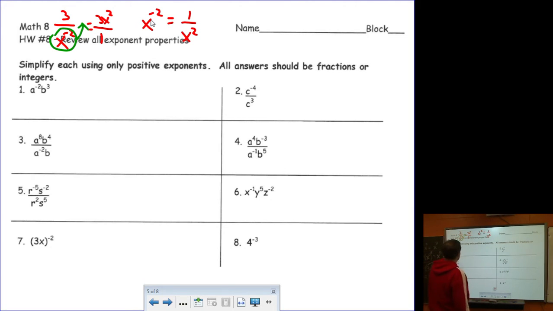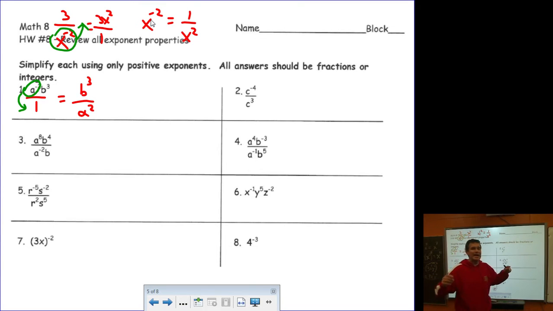Here we go. The first problem, since it's not a fraction, I like to make it a fraction by putting it over 1. And then I take the term that's got a negative exponent and I move it to the opposite spot in the fraction. That gives me b to the third over a squared. I have turned the exponent positive. There's nothing else to simplify. I'm done.